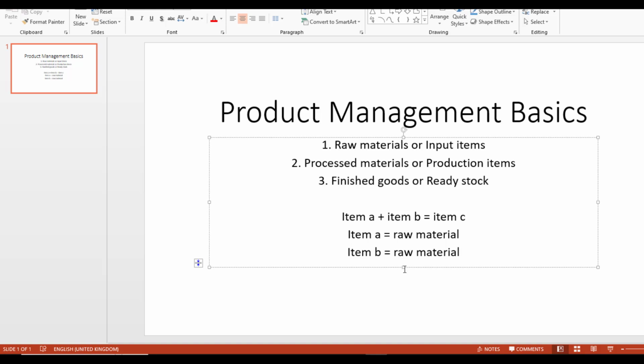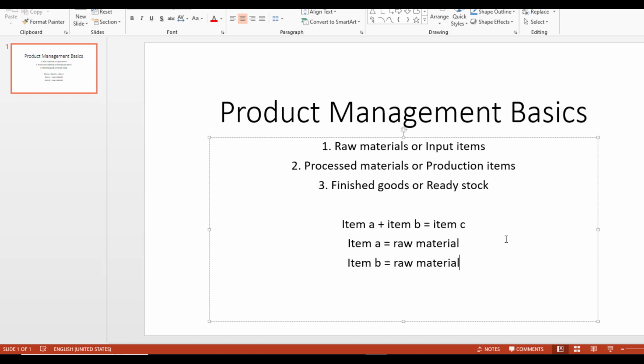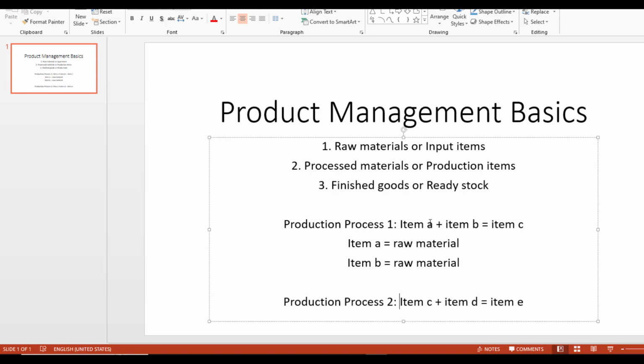Then what we now will see is, let's say we have item C plus item D, okay, and we get item E. Now what's happening here is that since I need to have item C to produce item E, what I would do is say this is production process 1, maybe for my business, and then production process 2. All this is for illustration.